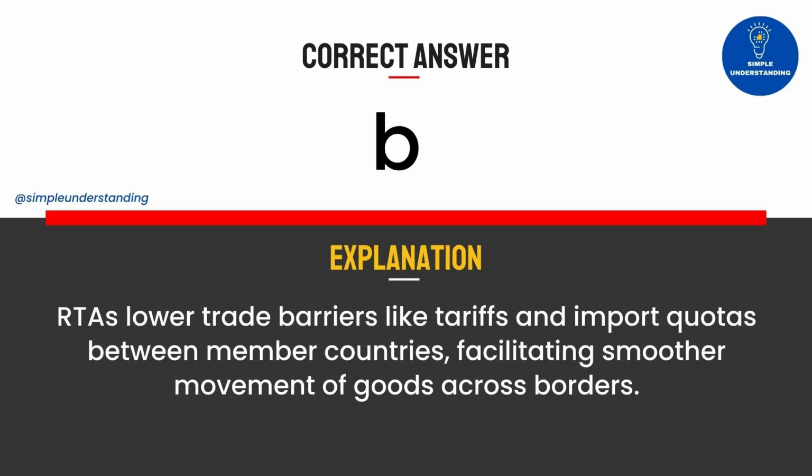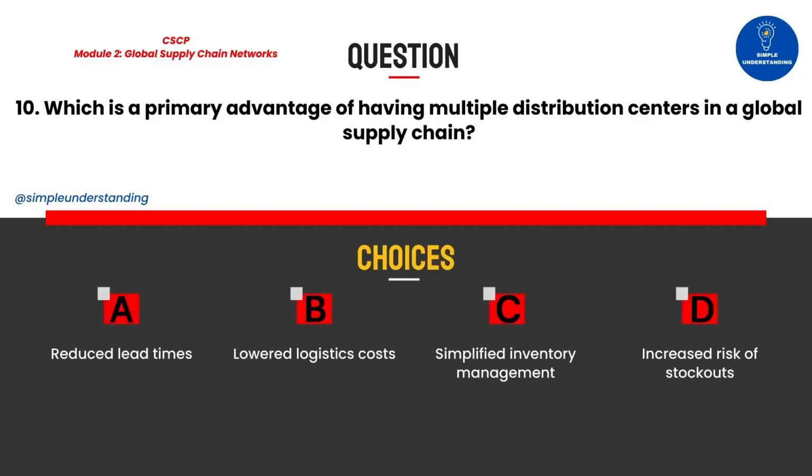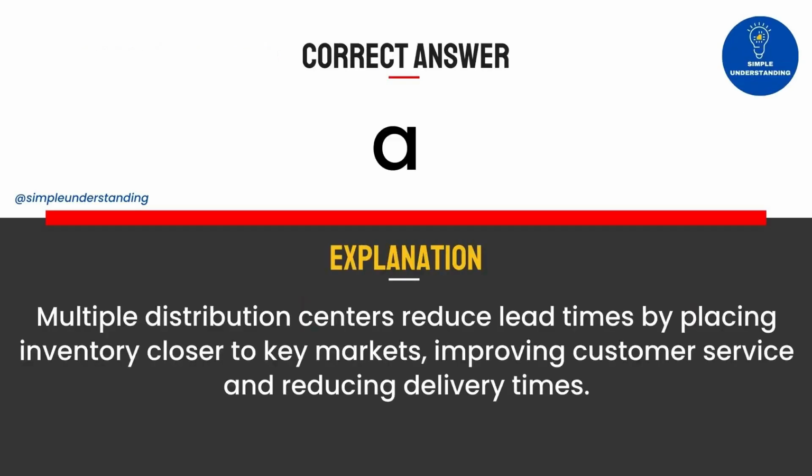goods across borders. 10. Which is a primary advantage of having multiple distribution centers in a global supply chain? A. Reduced lead times. B. Lowered logistics costs. C. Simplified inventory management. D. Increased risk of stockouts. Correct answer A. Explanation. Multiple distribution centers reduce lead times by placing inventory closer to key markets, improving customer service and reducing delivery times. 11.